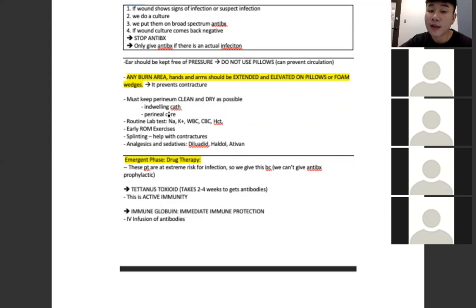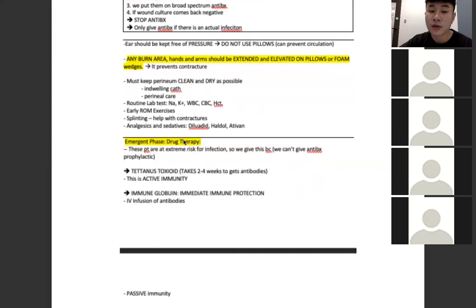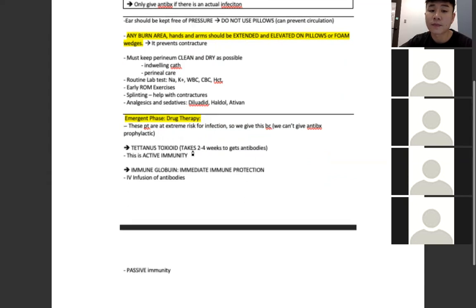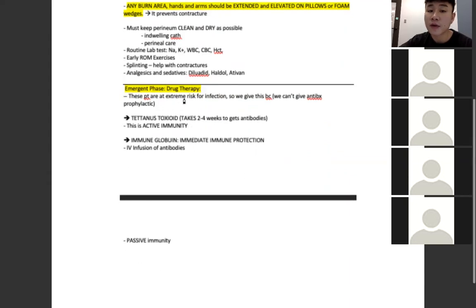We use indwelling cath to remove the urine and do perineal care. We need to do routine lab tests of sodium, potassium, white blood cell, CBC, and hematocrit. And we do early range of motion exercises. Splinting will help also with contracture. For analgesic and sedation, we use diluted Haldol and Ativan. And emergent phase drug therapy: these patients are at extreme risk for infection.